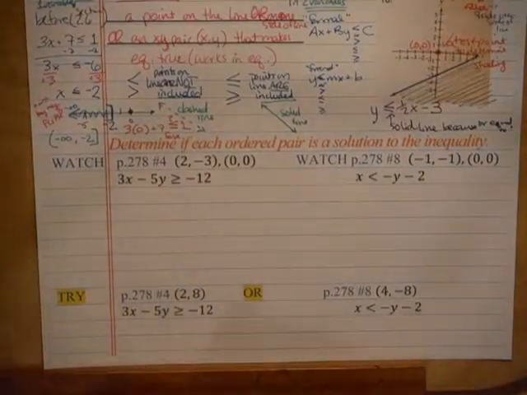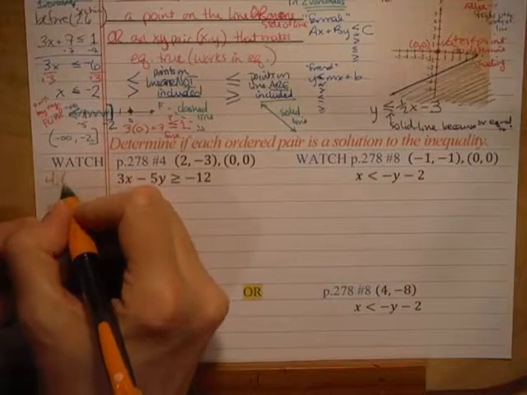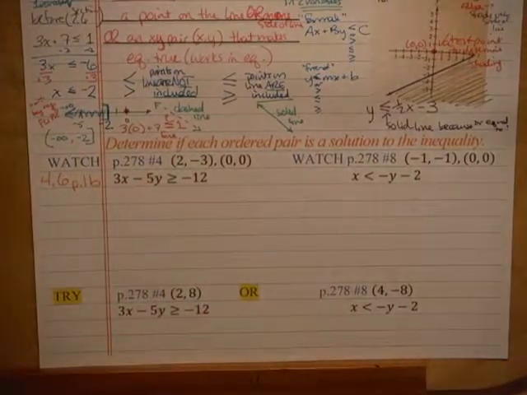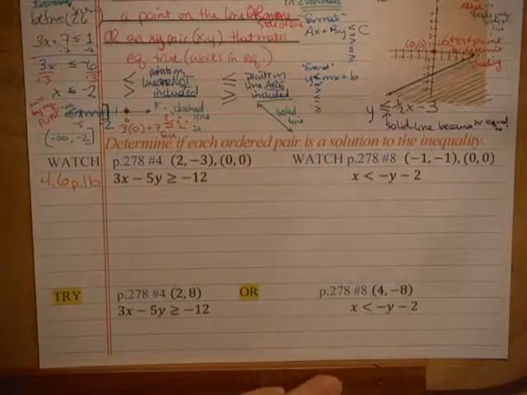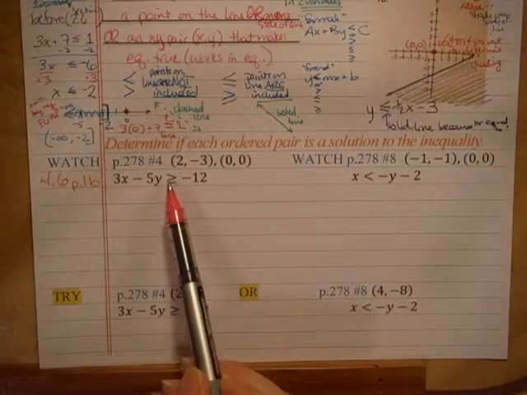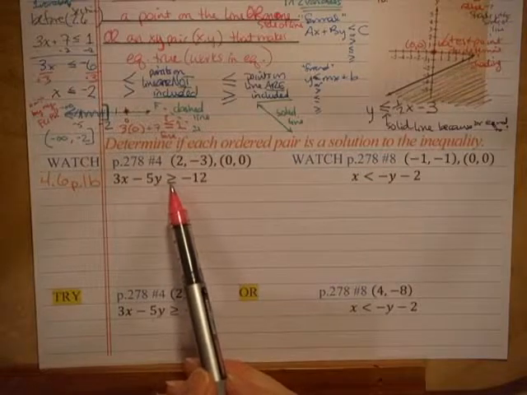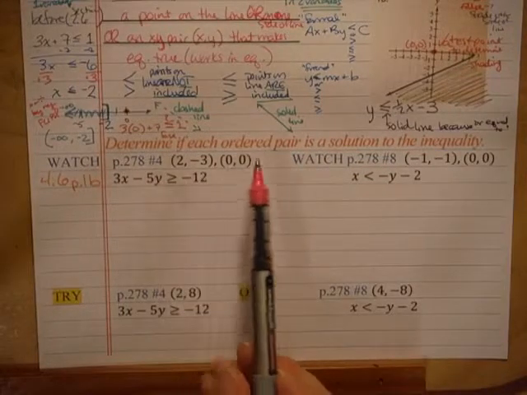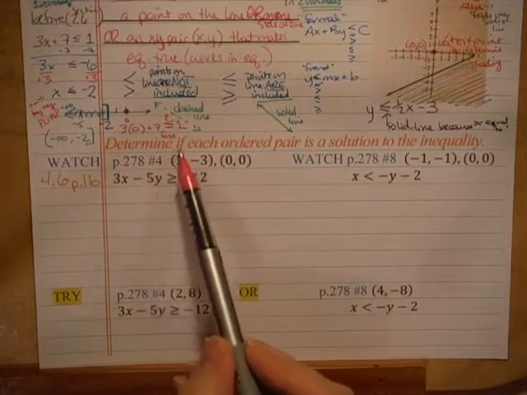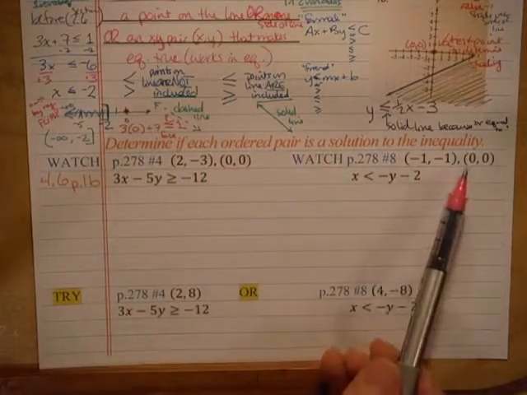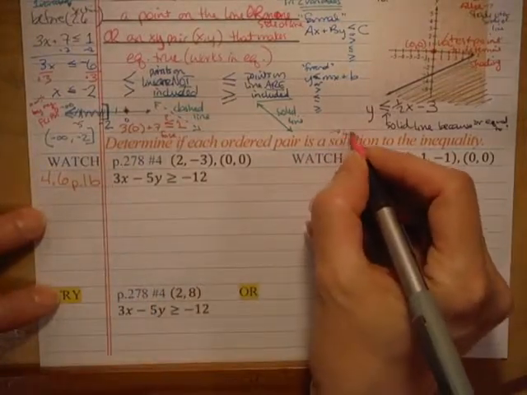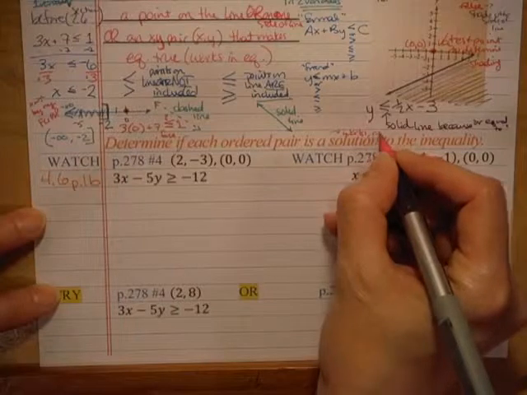Okay, here we are at the bottom of page 1 of 4.6. At the beginning of the section, they're just going to give you some inequalities, meaning the equal sign has been replaced with either a less than, greater than, less than or equal to, greater than or equal to. They're going to give you a couple of ordered pairs, and your instructions are to determine if each ordered pair is a solution to the inequality, which means, does it work? A solution means it works, or it makes it true.